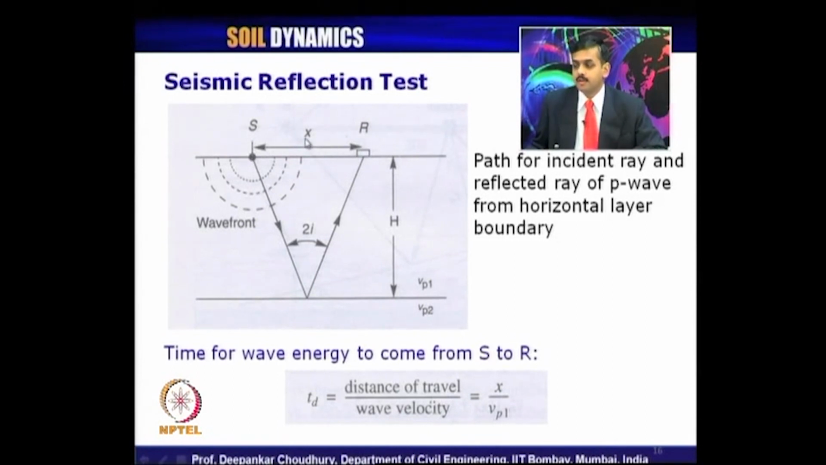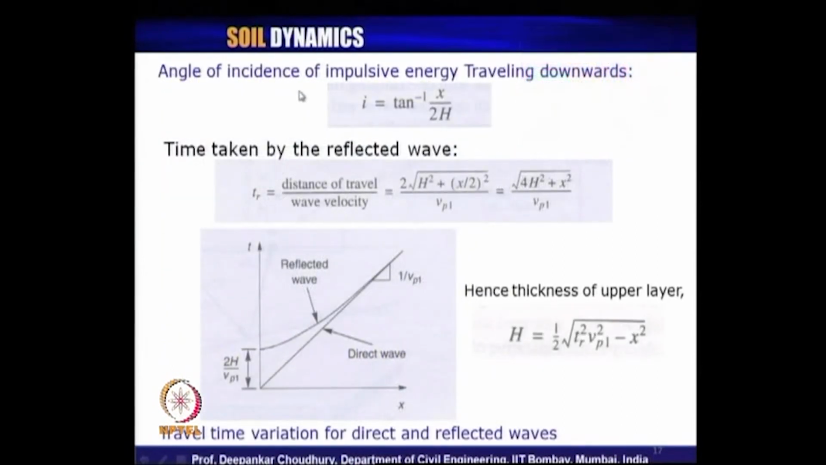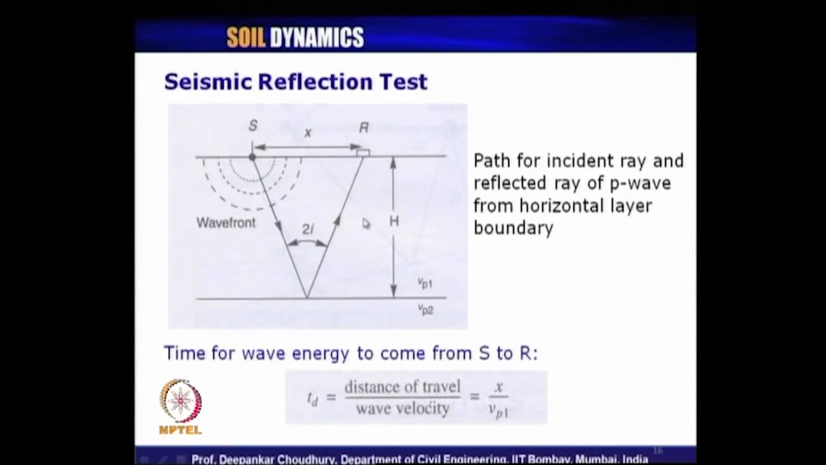If their horizontal distance on the ground is given by x, then the time T d is given by the distance of travel divided by the wave velocity in that media. Because the primary wave, as we know, is the wave which travels fast, obviously it is the first one which we record in our time receiver. That T d is nothing but x by Vp1. And the angle of incidence of the impulsive energy travelling downwards, I, can be expressed as tan inverse x by 2h, which is very simple from this triangular distribution.